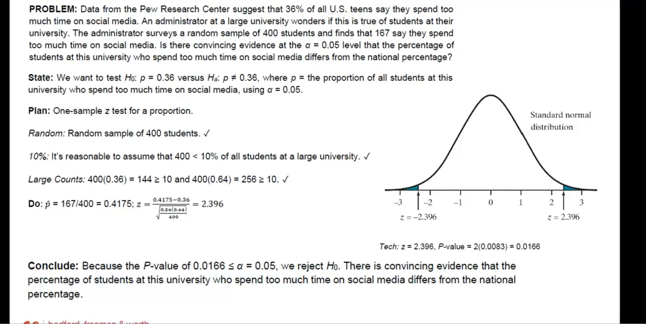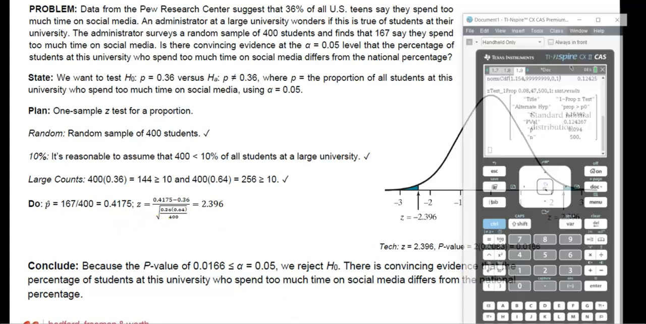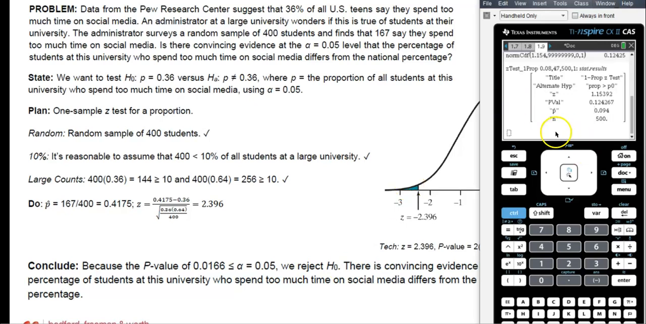p is the true proportion of all students at the university who spend too much time on social media. It's a one sample z-test, so make sure to say that somewhere. Random sample, 400 students, less than 10%: 400 students is less than 10% of all the students at a large university. Large counts, again, use p for that. So 400 times 0.36 and 400 times 0.64, both have to be at least 10. Then do your p-hat, or you could do this in the calculator, right? So you could get your calculator out and let's do this one in the calculator.